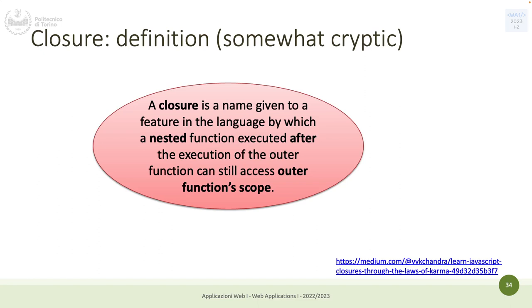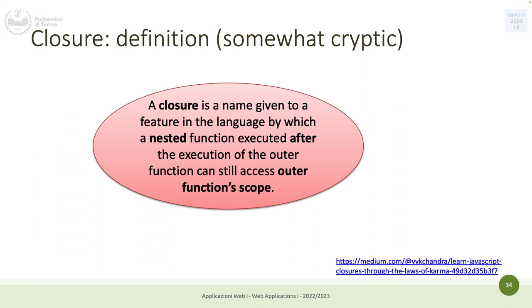And this is linked to one thing in JavaScript that's called closure, that we are just going to mention because we will rarely use it during the course, but it's an important concept in JavaScript and in other programming languages. So the definition is: closure is a name given to a feature in the language by which a nested function executed after the execution of the function that contains it can still access the scope of that function.